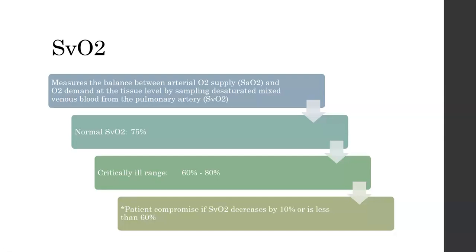SvO2 monitoring is done to determine the adequacy of tissue oxygenation. It helps us evaluate that balance between oxygen supply and metabolic tissue demand. It's indicated for patients with an actual or potential imbalance between oxygen supply and metabolic tissue demand. That includes our patients with severe sepsis or septic shock, our post high-risk cardiac surgery patients, so those CABGs, or our severely respiratory compromised patients, such as our ARDS patients.